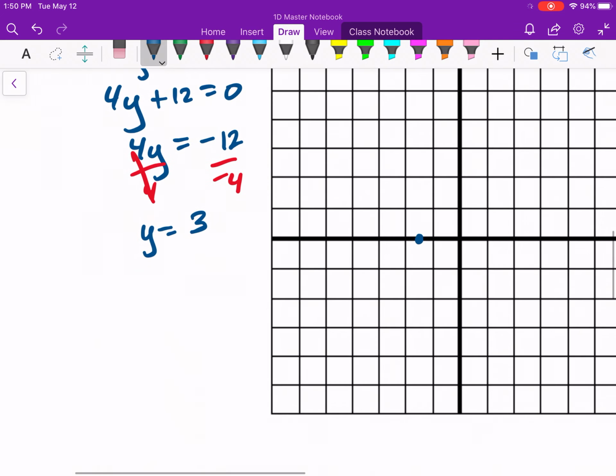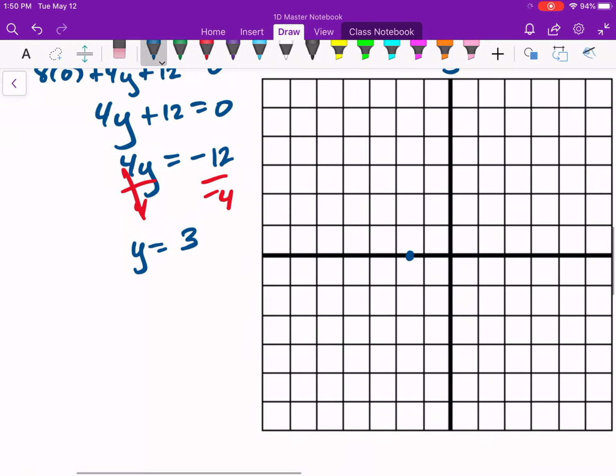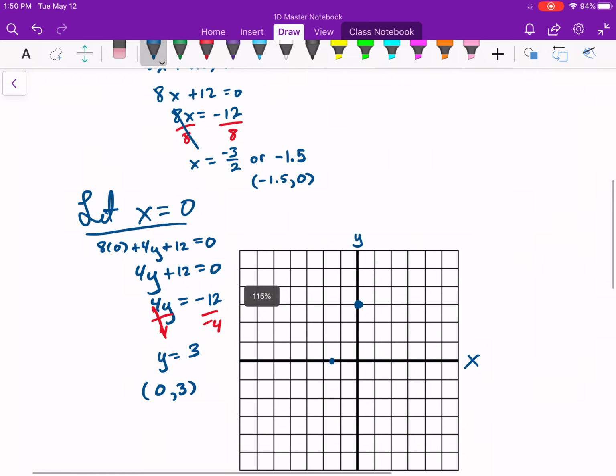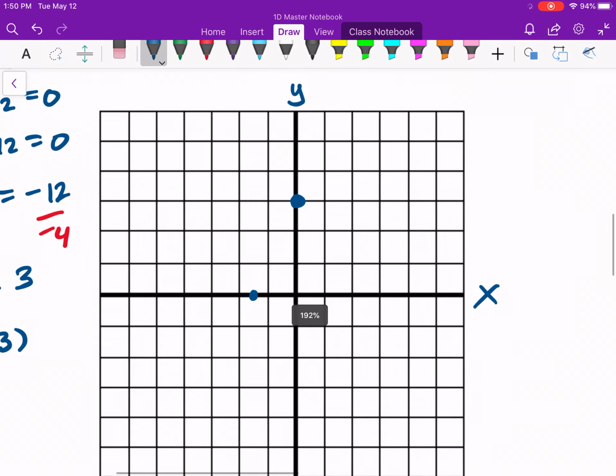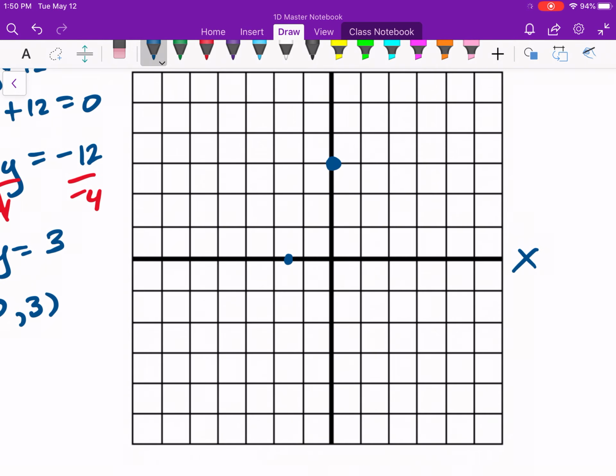Same for the y-intercept. It's going to be at 3 on the y-axis, which would be the same as (0, 3). Notice how the 0 goes in the x spot this time. And there's 2 points. I can draw a line between them.